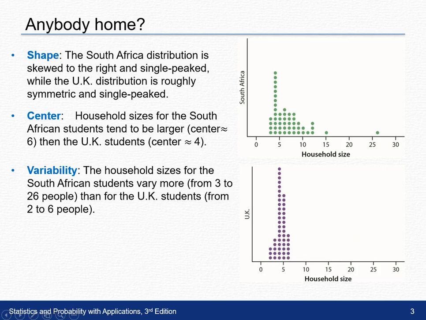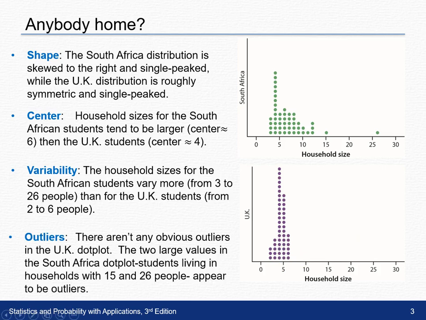The last thing we want to look at is, are there any outliers? If we look at that, there aren't any obvious outliers in the UK plot, but if you look in the South African plot, there are 2 potential outliers. This student here with 15 people living in their household, and this last student here with 26 people living in their household.